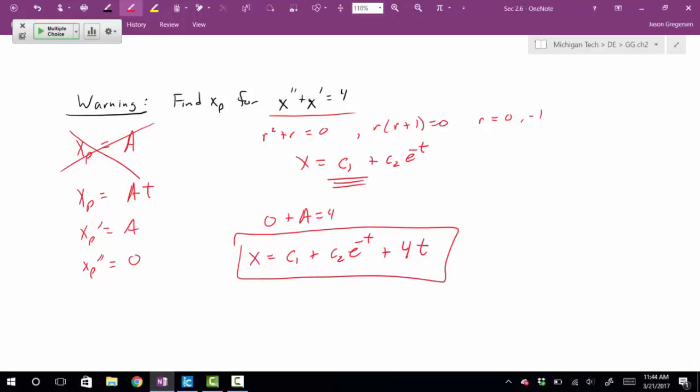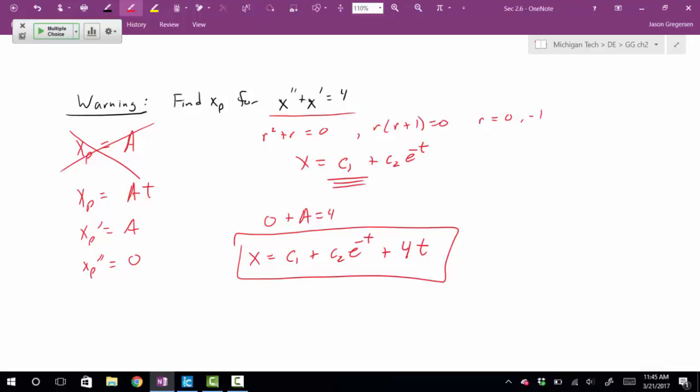What if I had a solution? What if my root was 0, 0? And then my solution would look like constant plus constant times t. Then what would I have to do? Multiply by t again. Right? I would just keep multiplying my guess by t until there's no overlap.